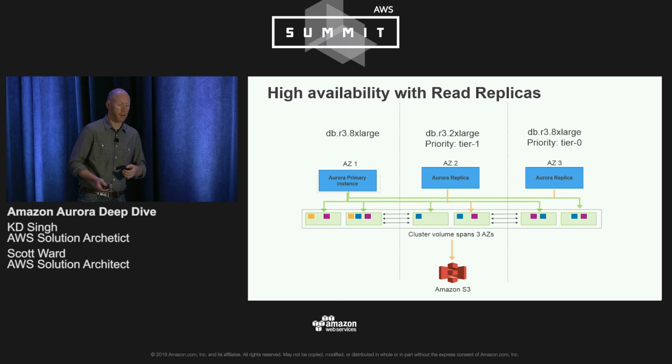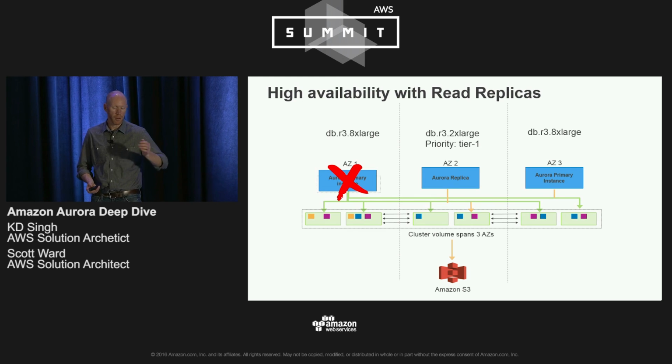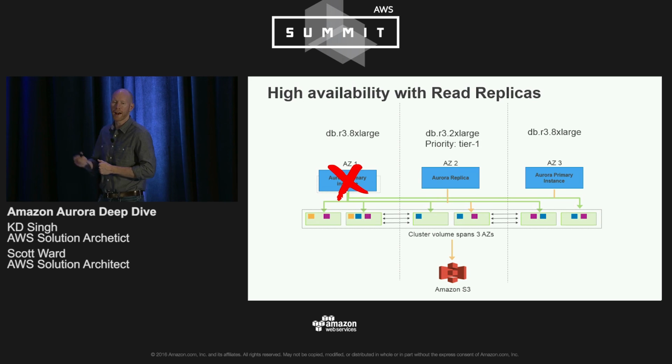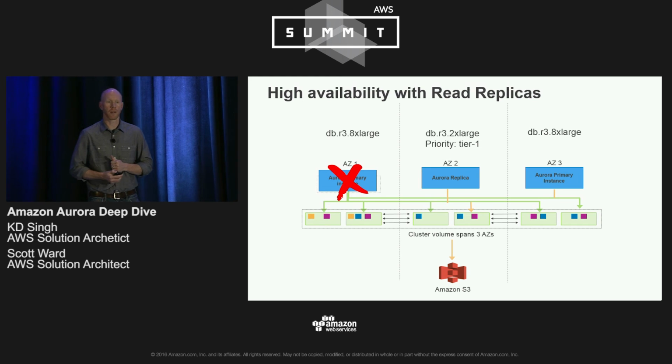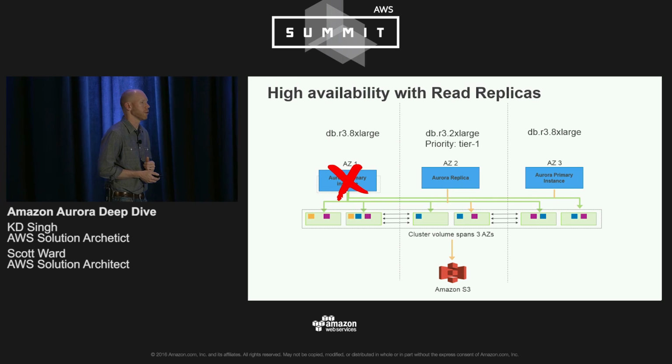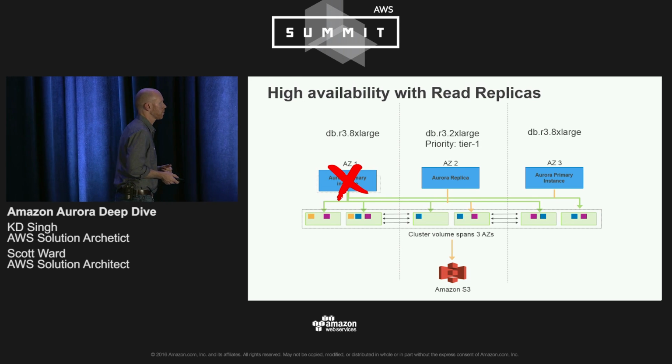So what happens here is that if there's a failure on your master, the RDS service will promote the highest tier read replica to now be your master database. So in this case, the one that was tier 0 got promoted to be our master database.